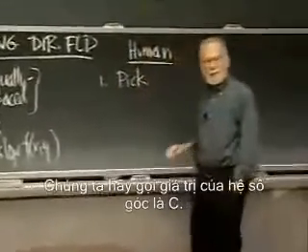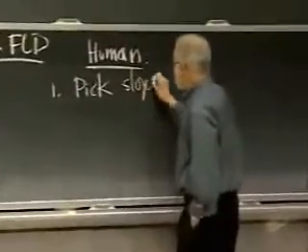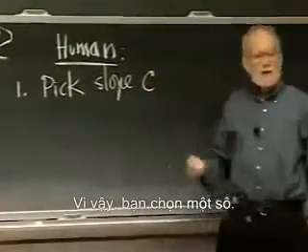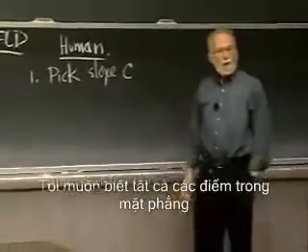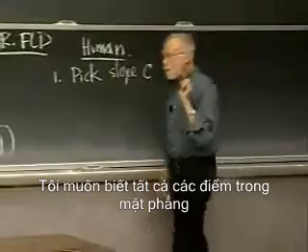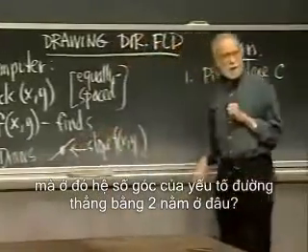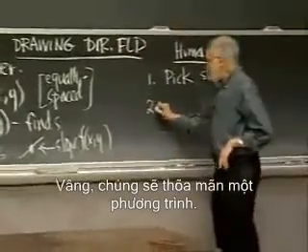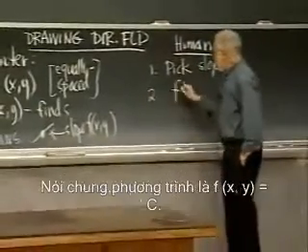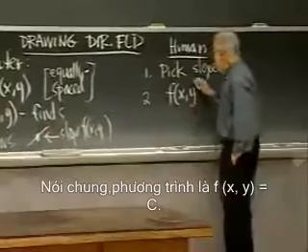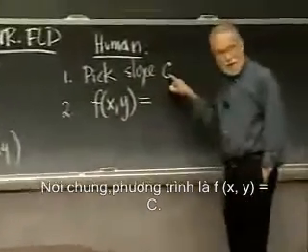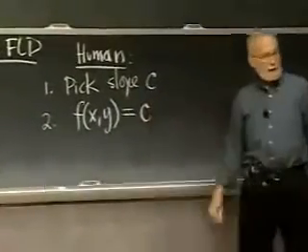Let's call it the value of the slope c. So you pick a number. C is 2. I want to see where all the points in the plane are where the slope of that line element would be 2. Well, they will satisfy an equation. The equation is f of x, y equals, in general, c.